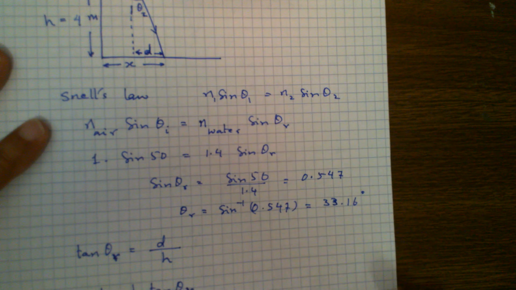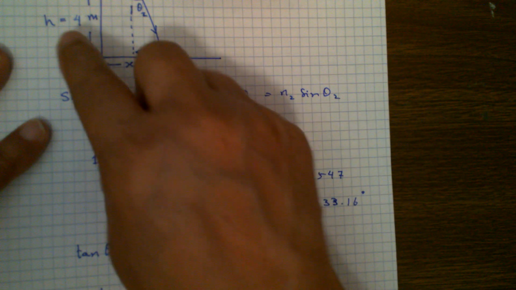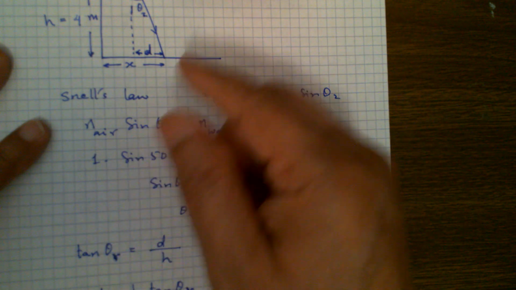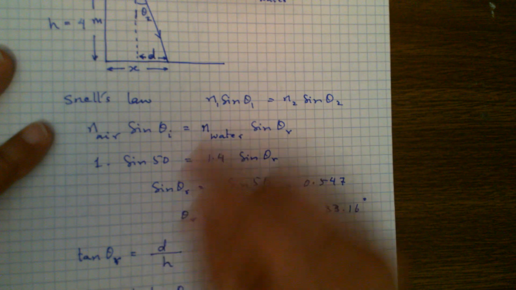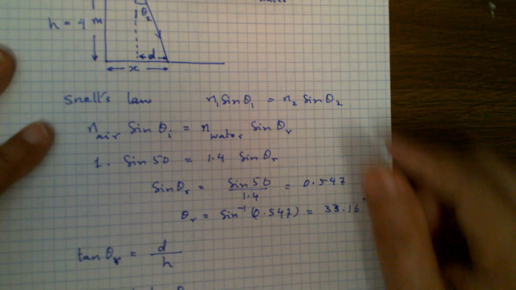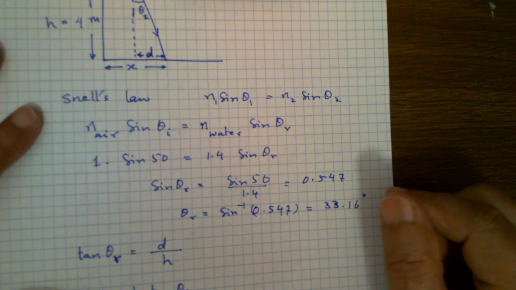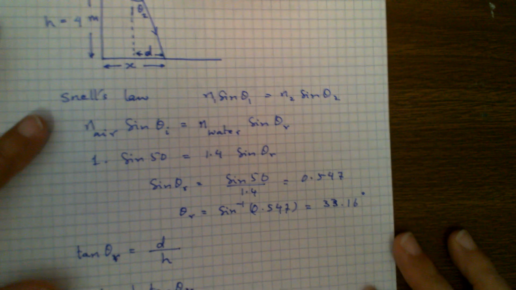33.16 degrees. Remember, in the test some people might get a different height like 5 meters or 10 meters, and different angles, and the refractive index might be different. So please make sure you do your own problem, otherwise you will get into trouble.